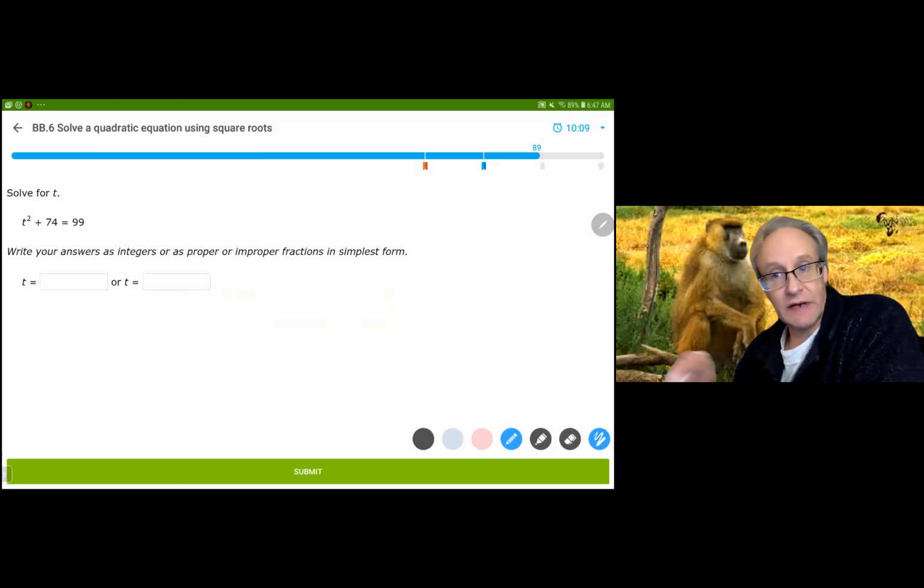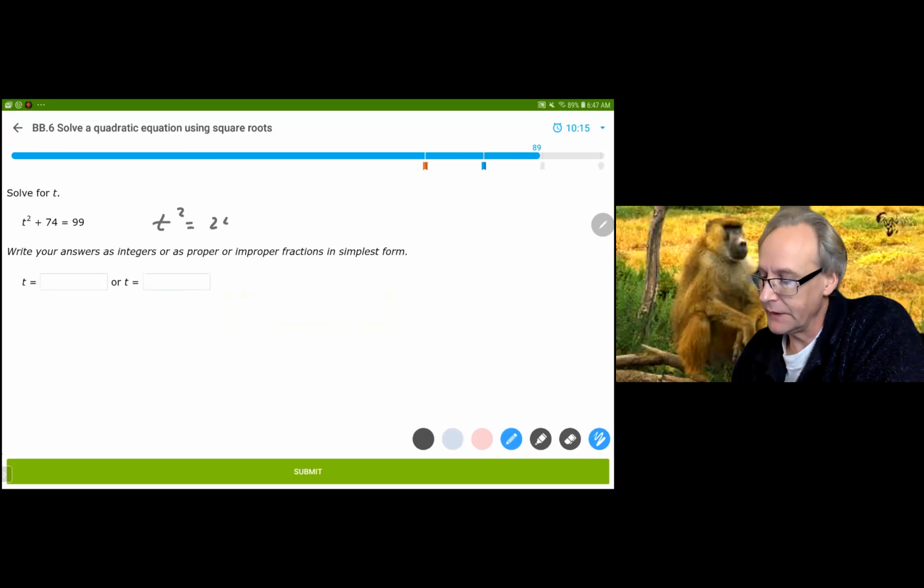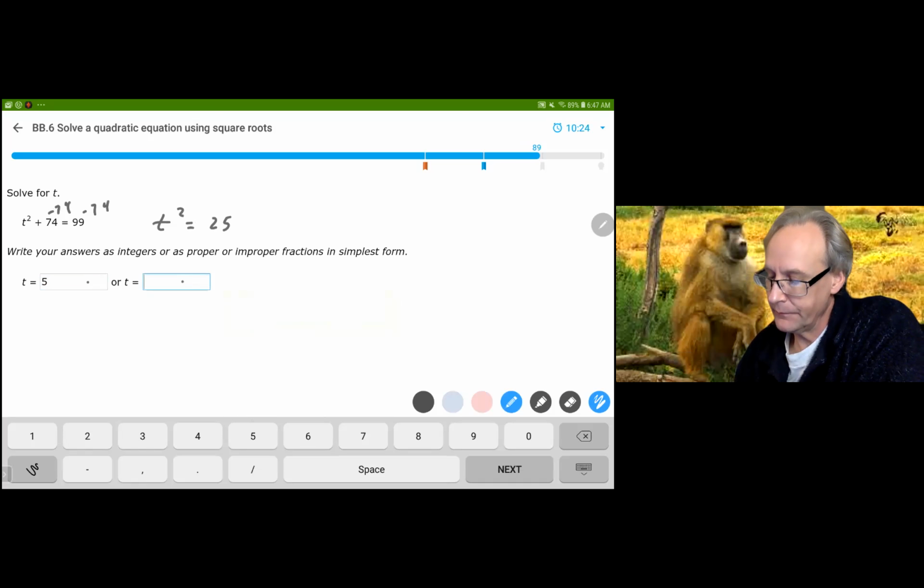And this one, we're going to subtract the 74 from both sides, and we're going to get the 25, aren't we? t squared equals 25. Because we subtracted 74 from both sides. And of course, t is equal to 5 or negative 5. Looks good.